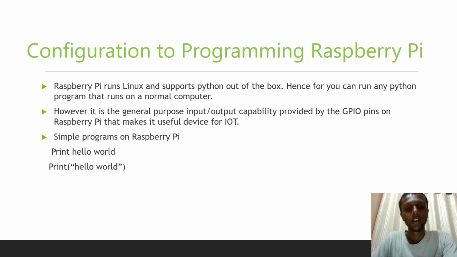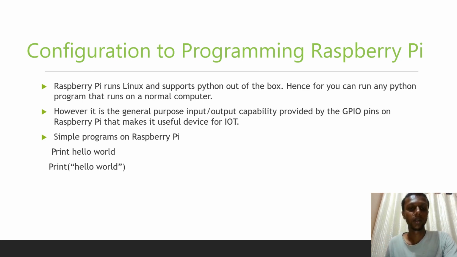Configuration for programming Raspberry Pi. Raspberry Pi runs Linux and supports Python out of the box. Hence, you can run any Python program that runs on a normal computer. However, it is the general purpose input or output capabilities provided by the GPIO pins on the Raspberry Pi that make it a useful device for IoT.